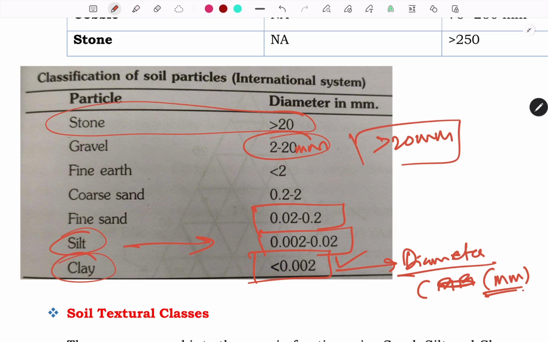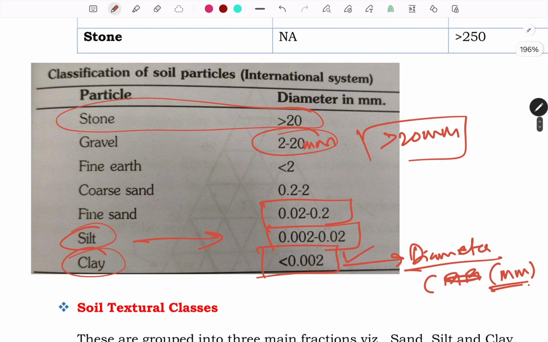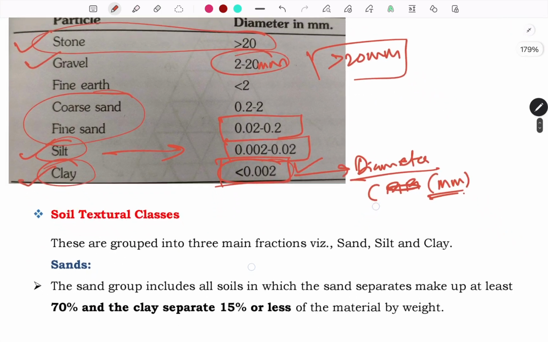You remember the important soil separates, that is clay, silt. Again there is a differentiation in sand, that is fine sand and coarse sand. Again there is gravel and the stone. Stone is bigger than the gravel, and you can easily remember because there is a difference of these two. You can remove 0 every time so that you can remember like this.